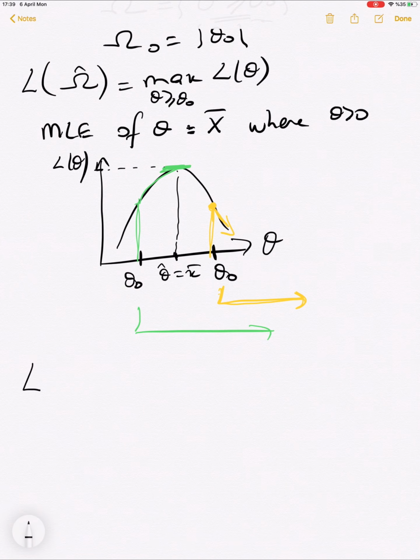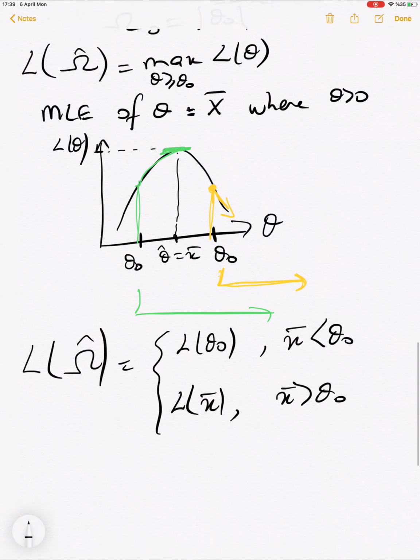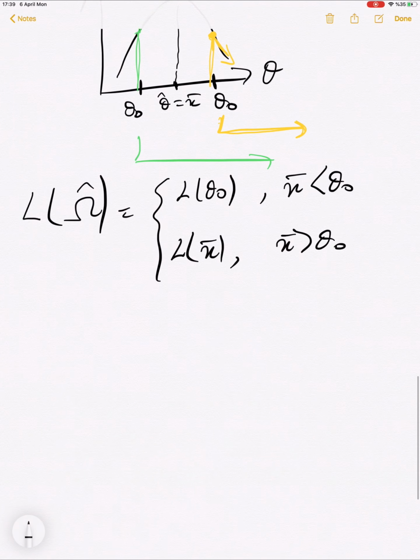Then we have to define our maximum likelihood under the whole parameter space in two regions. So we will get L theta 0 when my x bar is less than theta 0, and I will get L x bar when my x bar is greater than theta 0. I will put an equality. I will show you the step where I put an equality sign. So I know the maximum point under the null because it only takes one value.